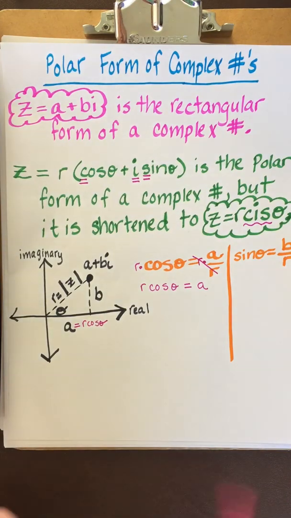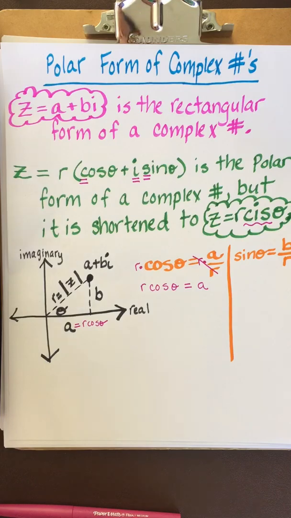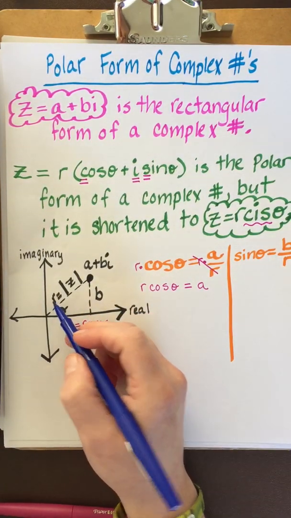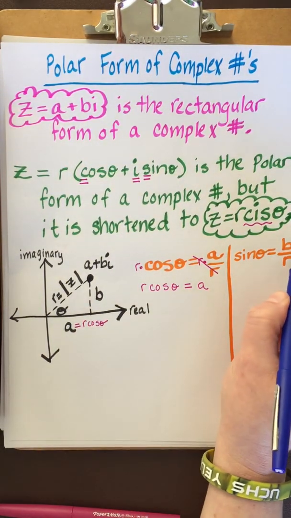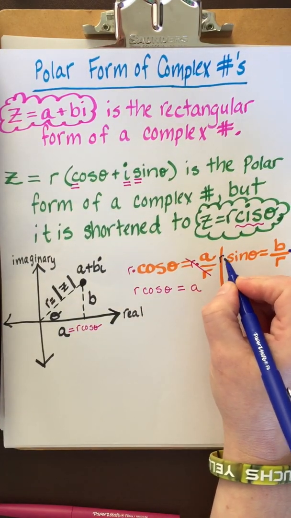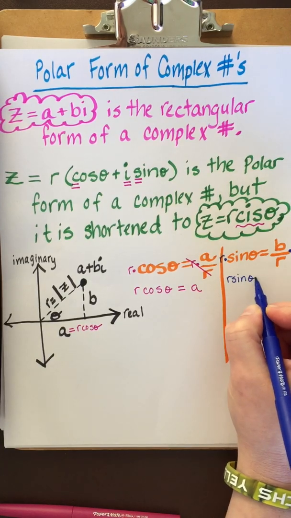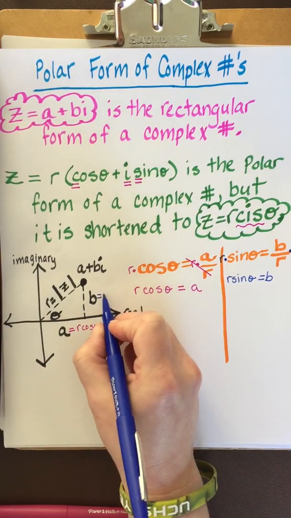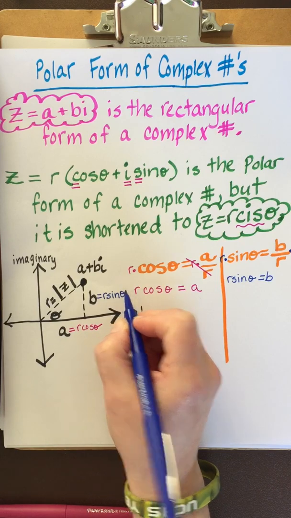And let's go over here and look at the sine of theta. We know that sine is equal to opposite over hypotenuse. So opposite would be b. The hypotenuse is r. And if I wanted to get b on a side by itself, I'd pretty much do the same thing. I'm going to multiply both sides by r. And we get that r times the sine of theta is equal to b. So I'm going to come over here and put b is equal to r times the sine of theta.